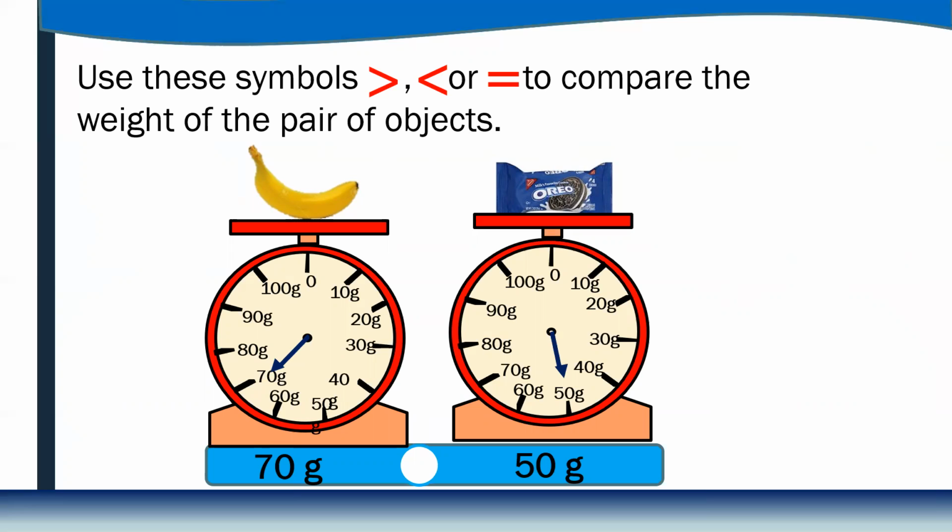Which symbol did you choose to compare how much the banana weighs to how much the Oreo weighs, and why? Way to go, boys and girls. If you said you used the greater than symbol to compare how much the banana weighs to how much the Oreo weighs, since 70 grams is heavier than 50 grams, you are correct. So there we have it.